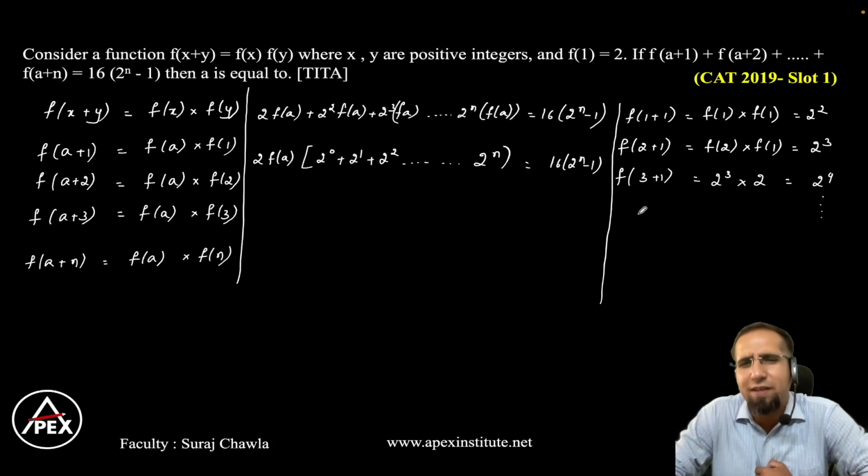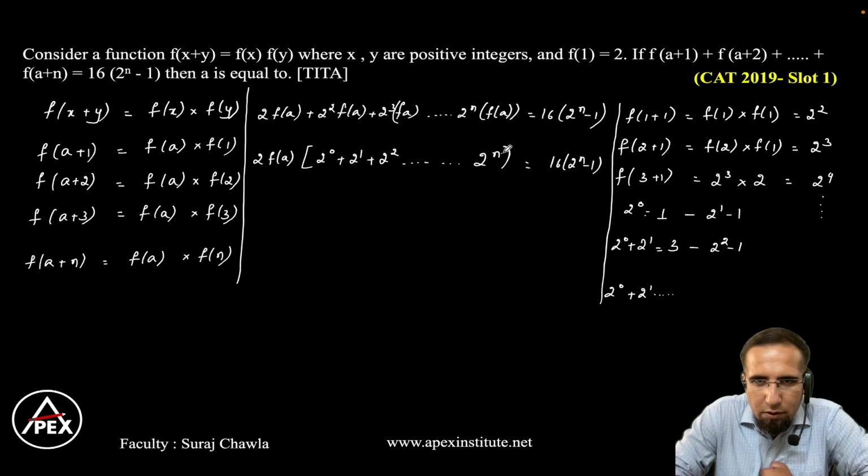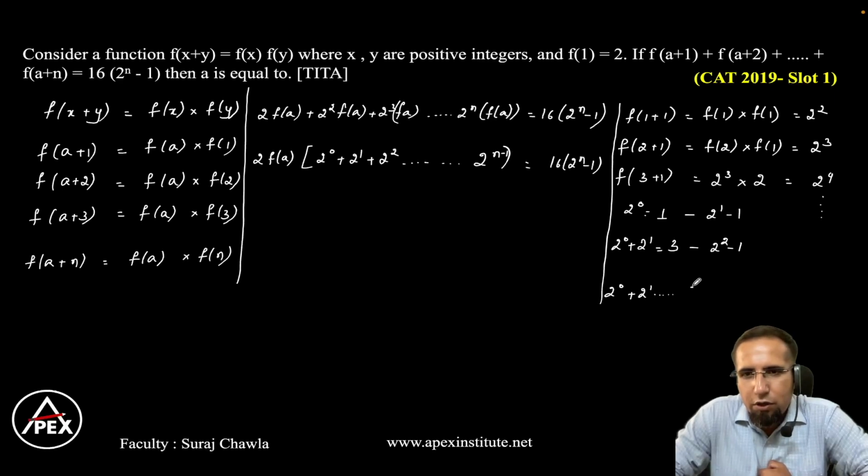Now, what is 2 to the power 0? That is 1. Now, 1 can be written as 2 to the power 1 minus 1. So, 2 to the power 0 plus 2 to the power 1 is 3, which can be written as 2 square minus 1. So, remember this guys. So, if I am looking at 2 to the power 0 plus 2 to the power 1, and so on, sorry, this is n minus 1, till 2 to the power n minus 1, this value will be 2 to the power n minus 1.